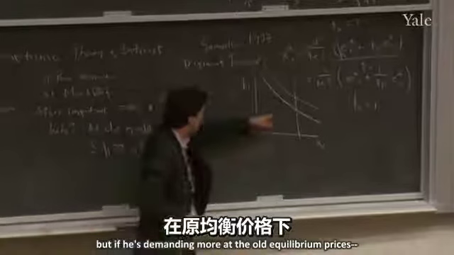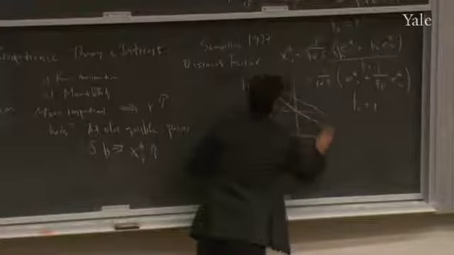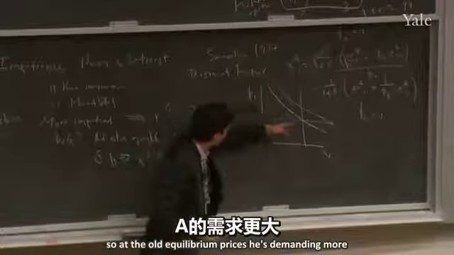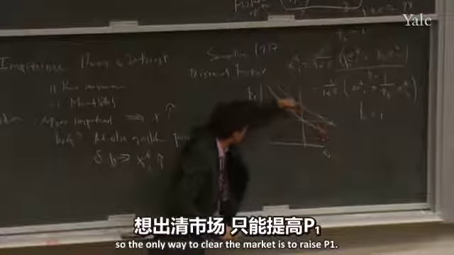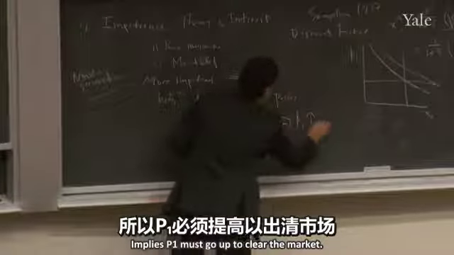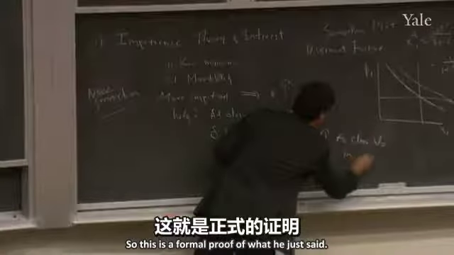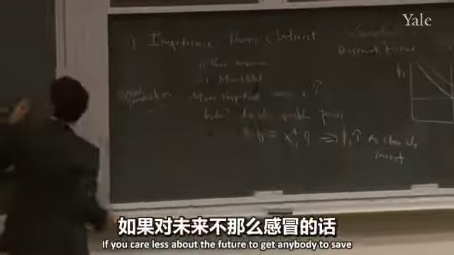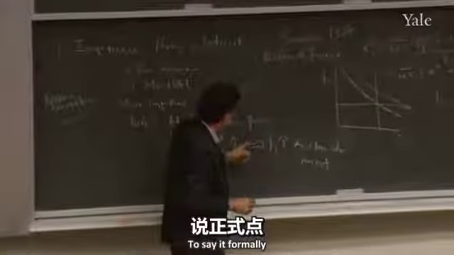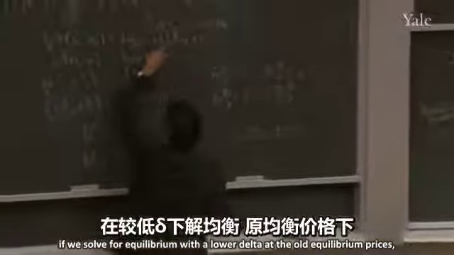But if he's demanding more at the old equilibrium prices, the only way to clear the market is to raise P1. So P1 must go up to clear the market. This is a formal proof of what he just said. So the common sense maybe is enough for you: if you care less about the future, to get anybody to save, you're going to have to raise the interest rate.